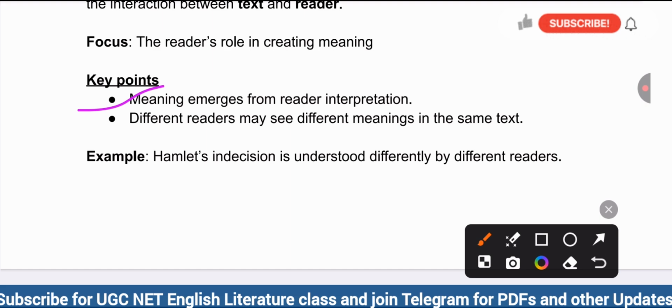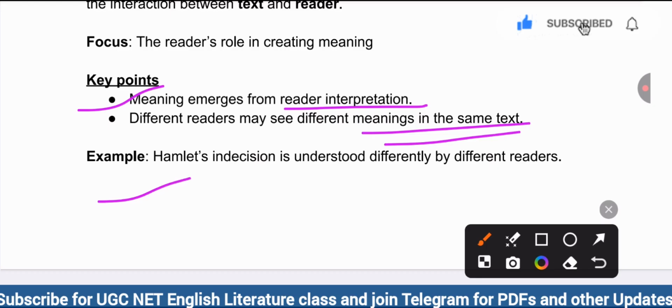Meaning emerges from readers' interpretation, and different readers may see different meanings in the same text. Here, for example, Hamlet's indecision is understood differently by different writers. T.S. Eliot saw it differently. Samuel Johnson saw it differently. So everyone uses their own theories to analyze Hamlet's indecision.